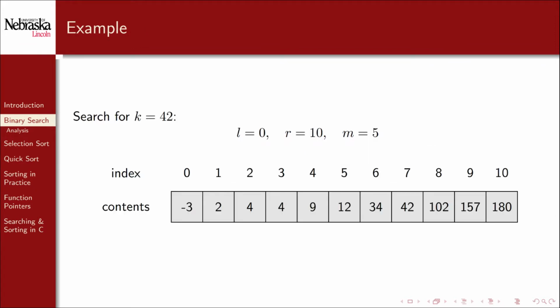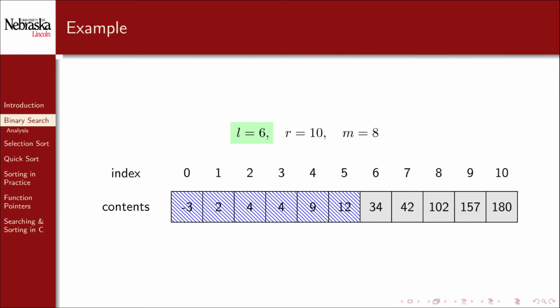Let's run through a concrete example. Here we have a sorted array of integers. We'll start with two index variables, l for left and r for right, and start them at their respective ends. Suppose that we're searching for the element 42, which will result in a successful search. First, we examine the middle element at index 5. 12 is less than our key element, so we've eliminated half the list as a possibility for searching.